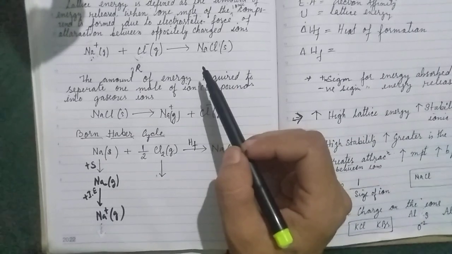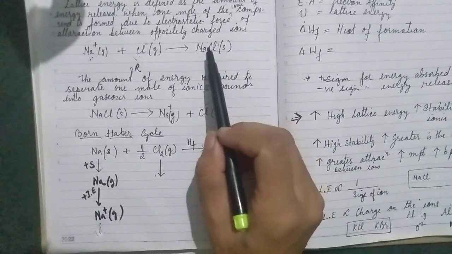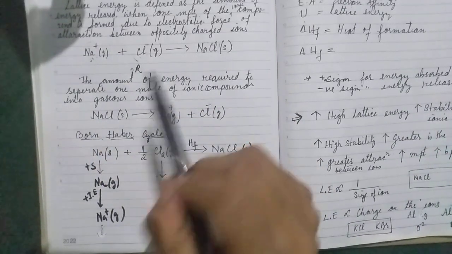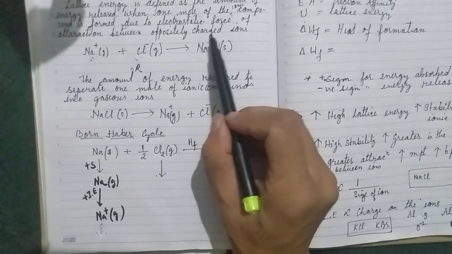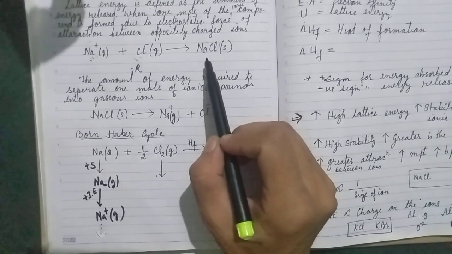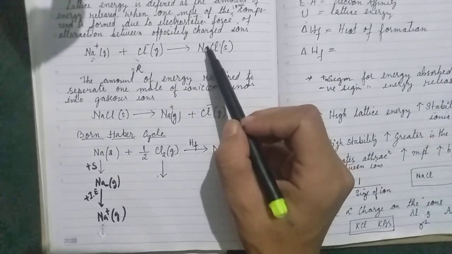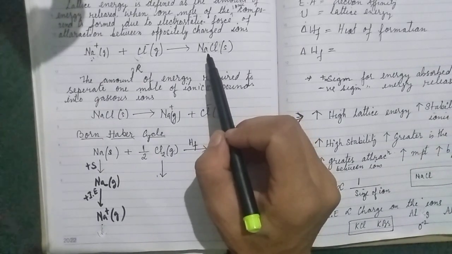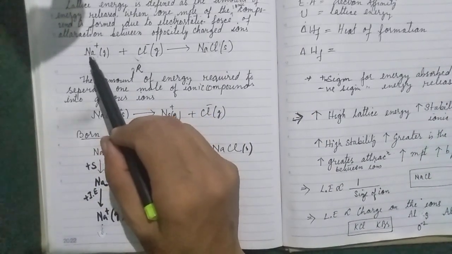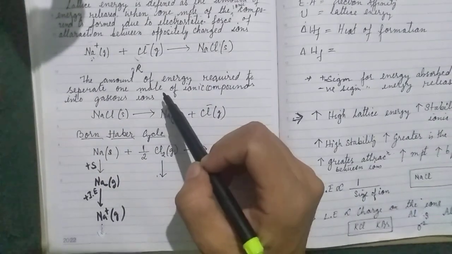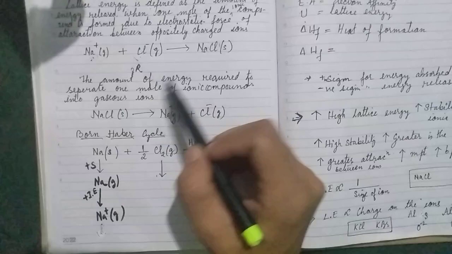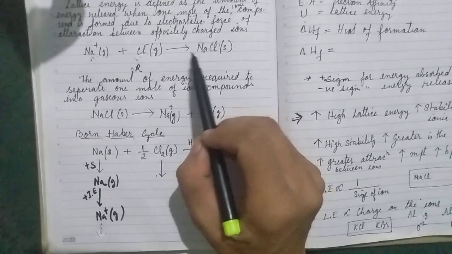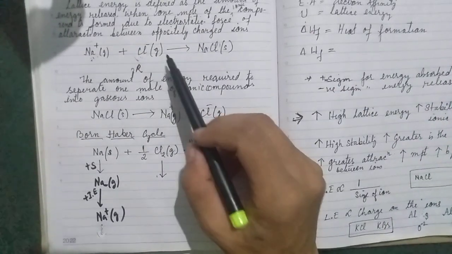Or in other words, we can also say that NaCl can be separated into its constituent oppositely charged ions. NaCl is a stable compound, so in order to break it, some amount of energy will be required. That energy required to separate this stable compound into its constituent oppositely charged particles is also called lattice energy. In order to break, energy is required; in order to form the compound, energy is released, and both can be defined as lattice energy.